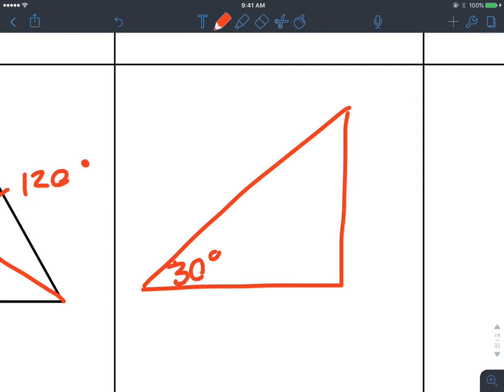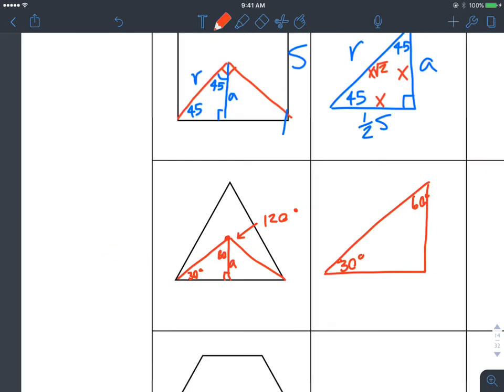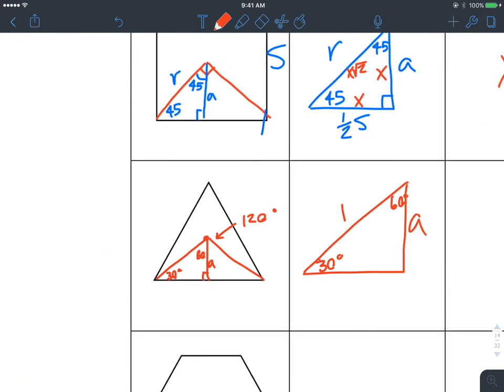So 30 down here, 60. So your apothem, don't forget, that's the side that's going up and down. So I'm going to put my apothem there. My radius is the diagonal. And then I guess you have your half side down there at the bottom.